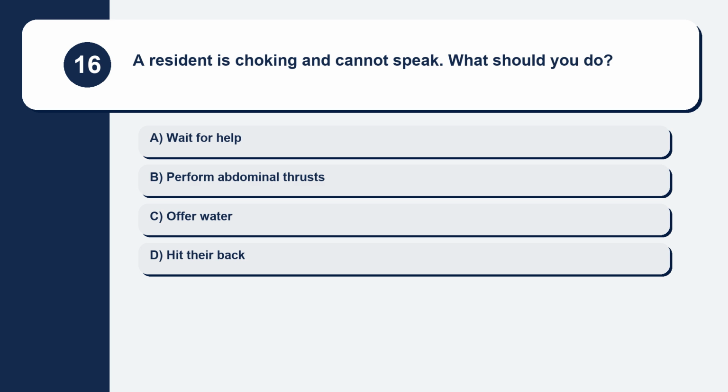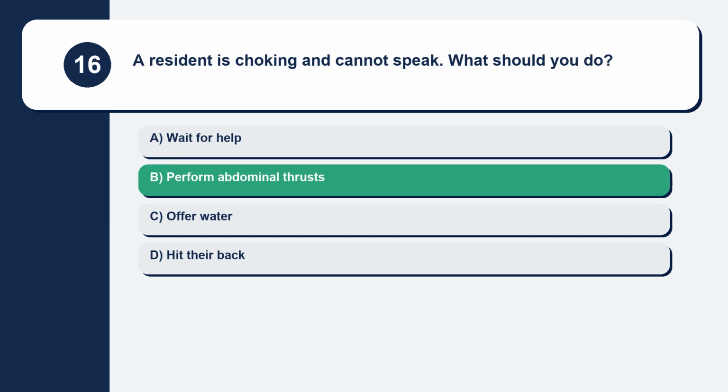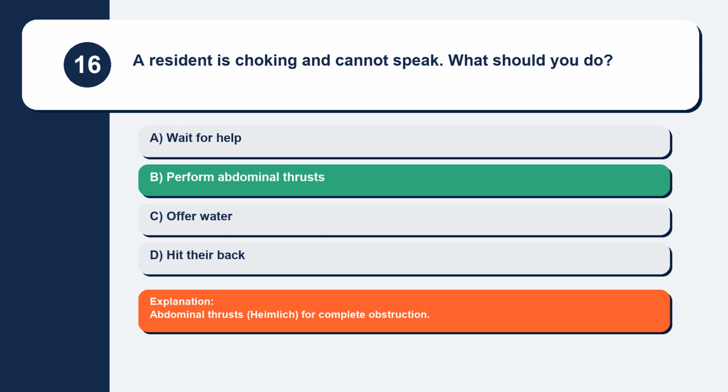Question 16. A resident is choking and cannot speak. What should you do? Wait for help, perform abdominal thrusts, offer water, hit their back. Abdominal thrusts, the Heimlich, for complete obstruction.